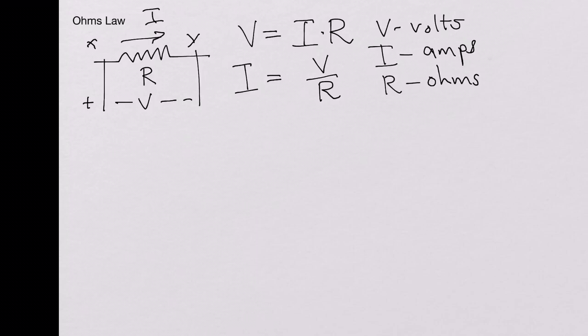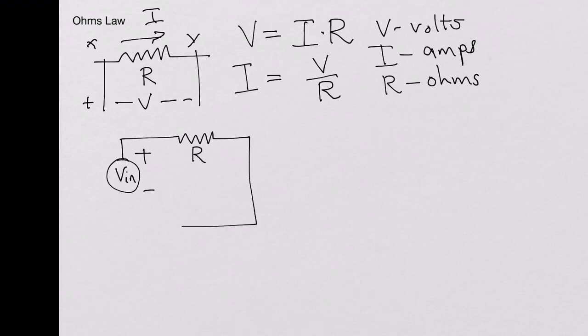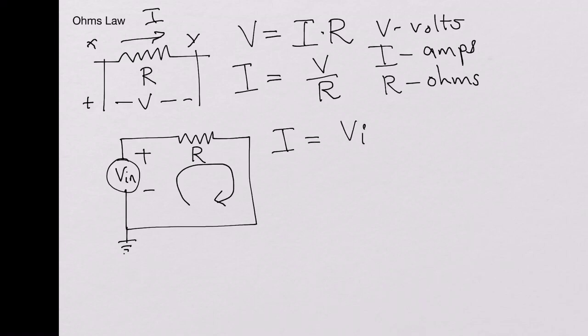So now what it means here is, say we look at a simple circuit. Let's connect a DC source of value Vin across a resistor of value R, and then we complete the circuit. This is the ground here. So now a current flows through this circuit. That current I is equal to Vin over R.